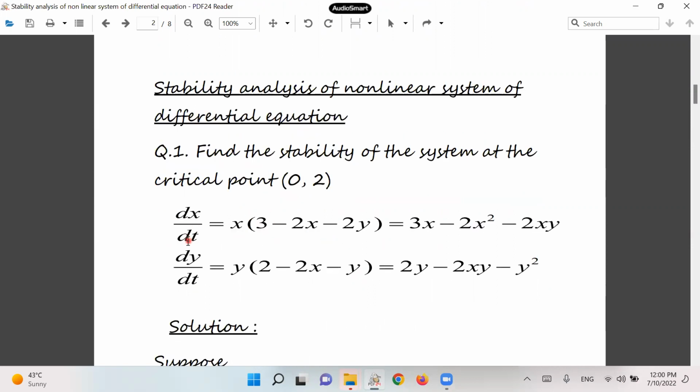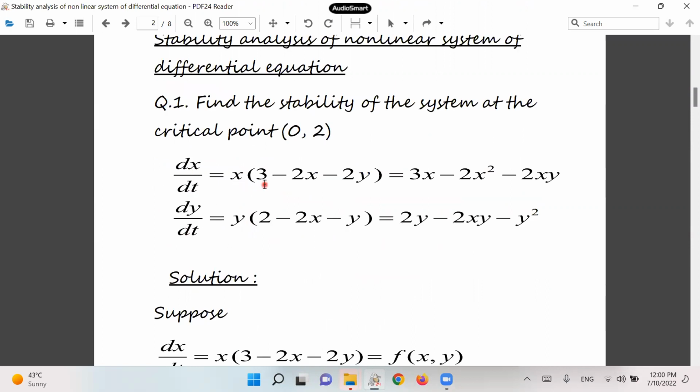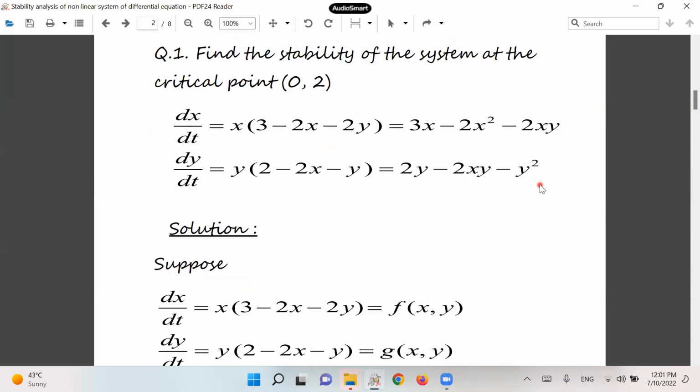Now the question is given that dx by dt equals x multiplied by 3 minus 2x minus 2y. So we just multiply x with the inner terms. So it becomes 3x, and x multiplied by 2x will be minus 2x square, and x multiplied by 2y will be minus 2xy. Similarly, the second equation is dy by dt equals y multiplied by 2 minus 2x minus y. So it will be of the form 2y minus 2xy and minus y square.